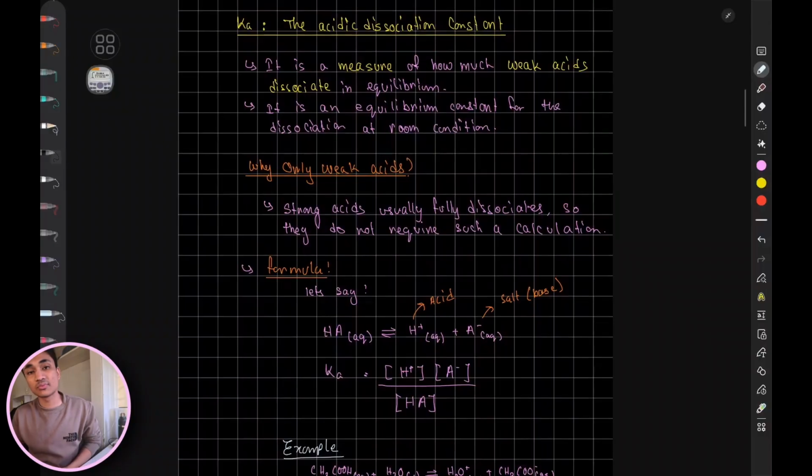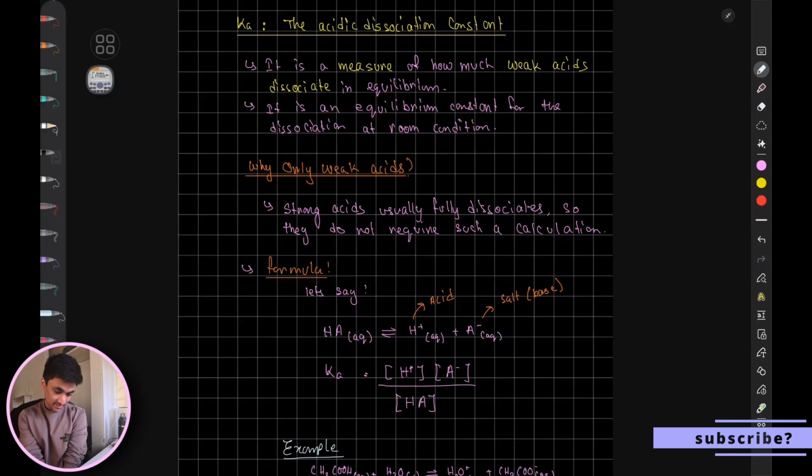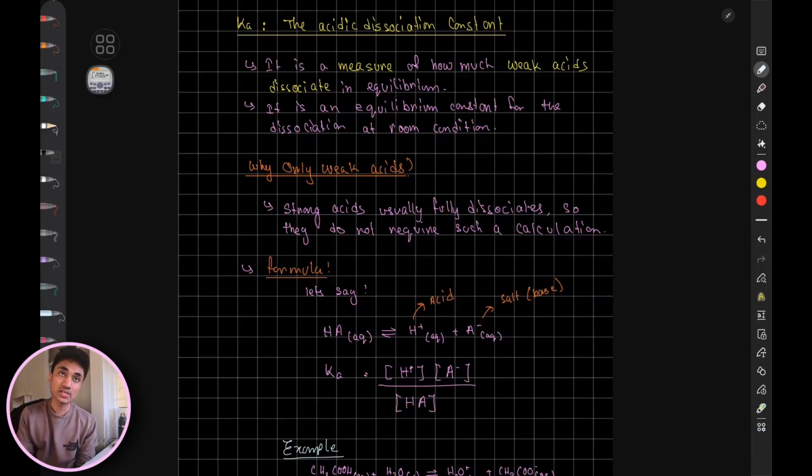Now the next constant we want to work with is the acid dissociation constant. This is essentially a measure of how much weak acids dissociate in equilibrium. The reason we don't really work with strong acids is that whatever the concentration of a strong acid is, it usually completely dissociates. That is why it's called a strong acid. So in terms of equilibrium constants, for the Ka constant, we are only considering weak acids.